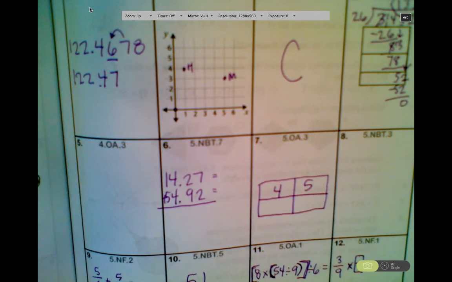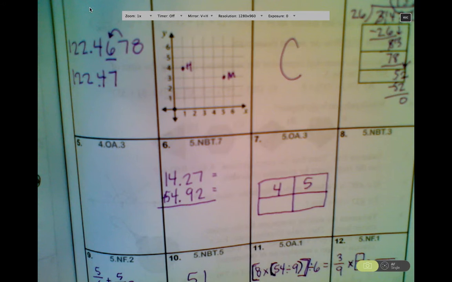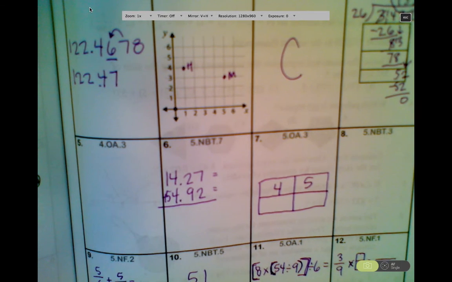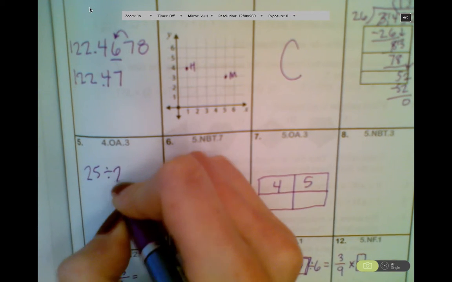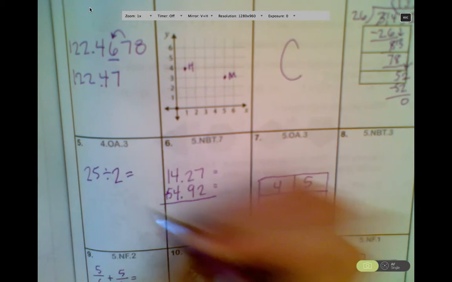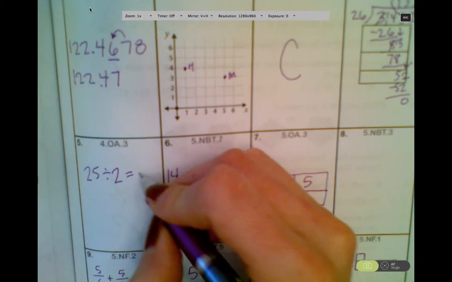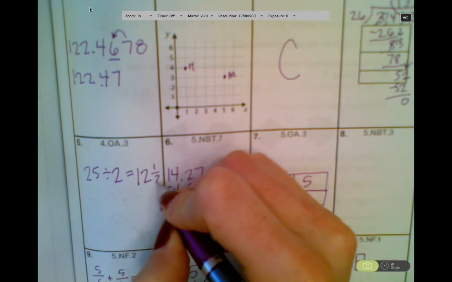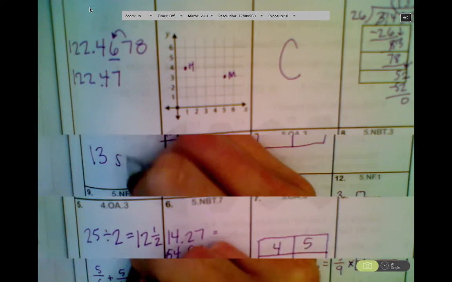Number 5, a sack race is planned for the block party. 2 kids in a sack are needed for each team. There are 25 kids who want to play. How many sacks are needed? So 25 kids want to play. We know that 2 kids per sack. When I do 25 divided by 2, I get 12 and a half, and I can't have 12 and a half sacks, so I'm going to have to round up to 13.